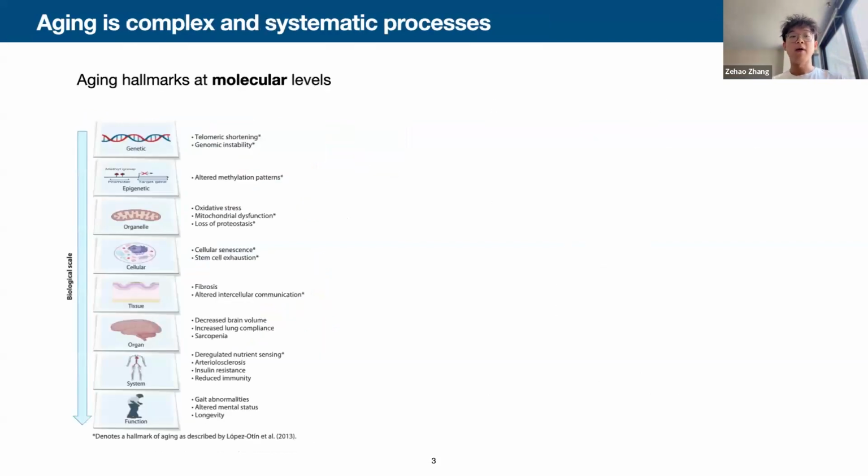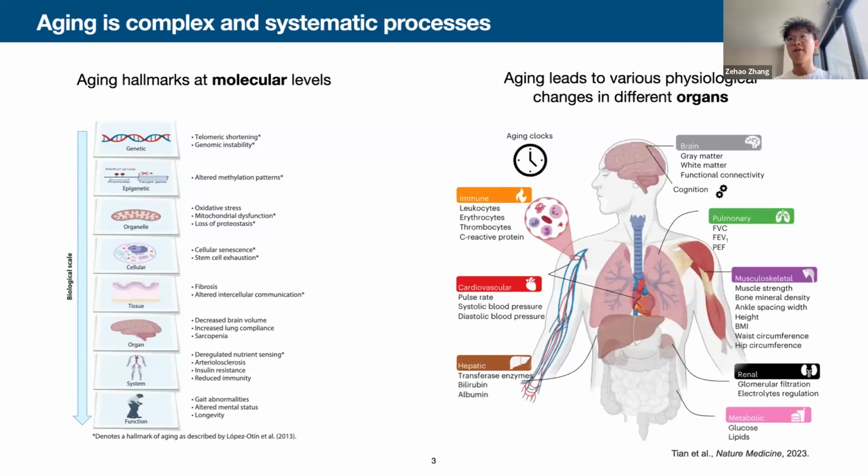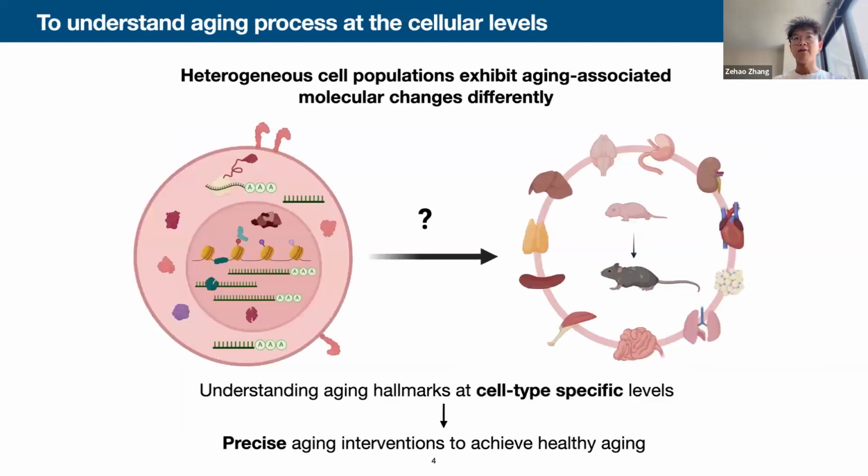And over the years, people have been trying to dissect aging at the molecular level, and they have presented some aging hallmarks. However, aging at the same time leads to various physiological changes in different organs, and different organs respond to aging at different levels. There is a gap between these molecular-level hallmarks and the organ-specific response to aging. That is how the heterogeneous cell population exhibits aging-associated molecular changes differently.